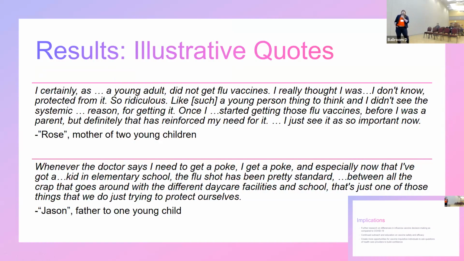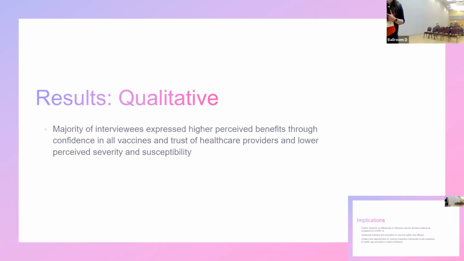And then implications. We need more research on why there is a split. Why did only half of the people who typically don't receive a flu shot get a COVID-19 vaccine? What prompted them? Did they have a higher perceived severity or susceptibility, or did they have more perceived barriers to the vaccine? We need more outreach and education on overall vaccine safety and efficacy for influenza, COVID, routine pediatric vaccinations. And in line with vaccine inquisitive individuals, we need to create more opportunities for people to ask questions of trusted healthcare providers and trusted sources of information to help build confidence.